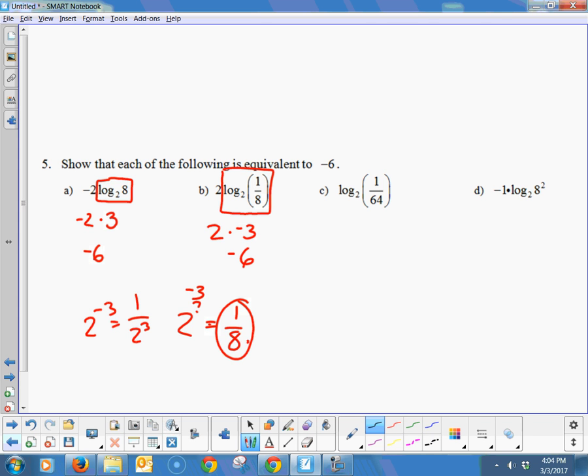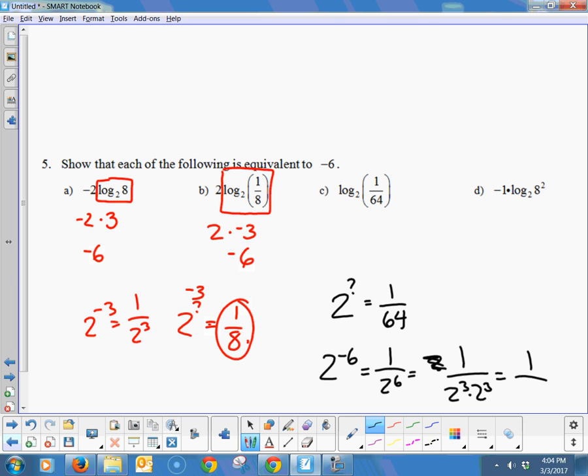This says 2 to what power is 1 over 64. I have a feeling the answer is negative 6. 2 to the negative 6 is 1 over 2 to the 6th, and 2 to the 6th is 2 to the 3rd times 2 to the 3rd, so that's 8 times 8. So I'm just going to say 2 to the negative 6 equals 1 over 64. So x equals 1 over whatever. So negative 6 is our answer here.